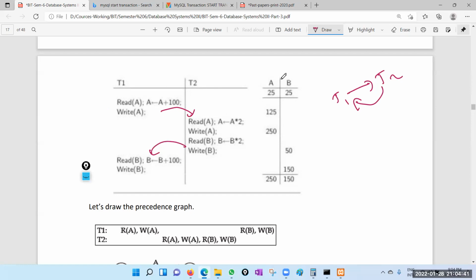Again, let's start with 25, 25. 125 to 100, 125. Now we are multiplying B by 2, 50. Now we are adding 100. 50 plus 100, 150.